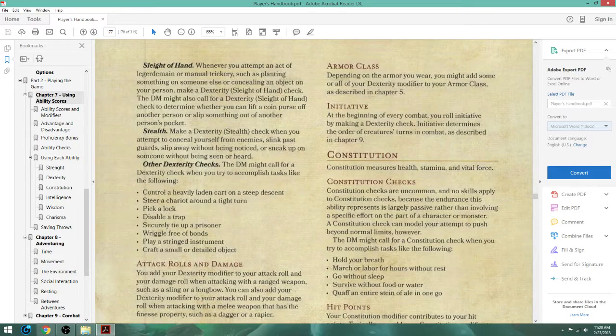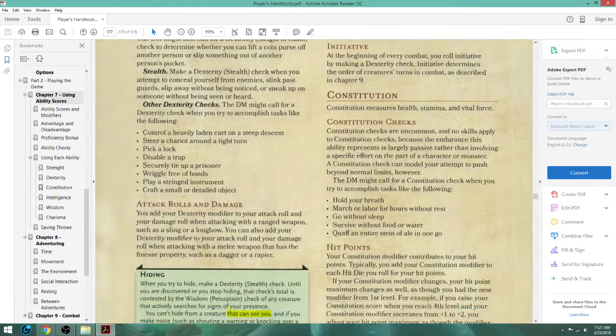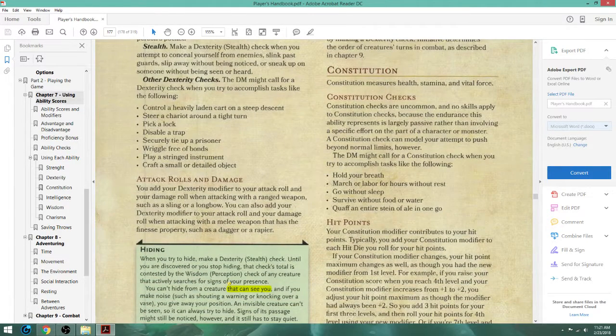Other dexterity checks that may occur are picking a lock, disabling a trap, wiggling out of your bonds, crafting certain small items. There is so much that you can do with Dexterity. It's pretty cool. Like, you thought Strength was pretty useful. Dexterity is actually incredibly useful too. Also, Dexterity can be used for attack and damage rolls with certain melee weapons and all your ranged weapons.